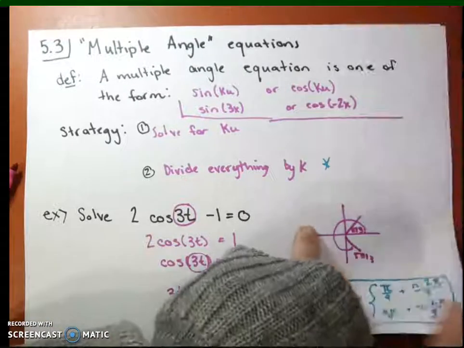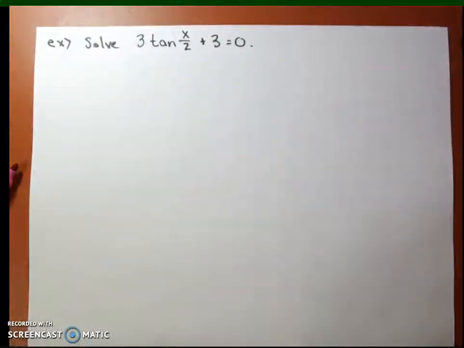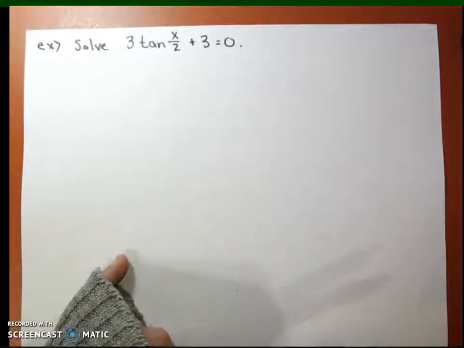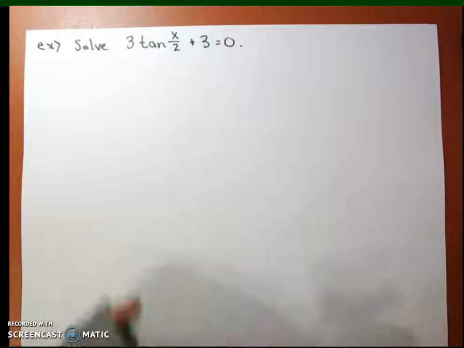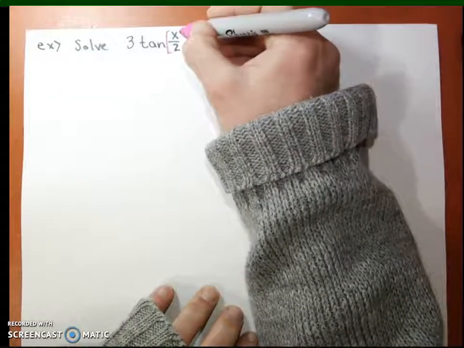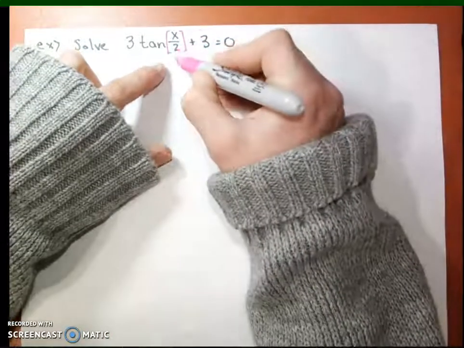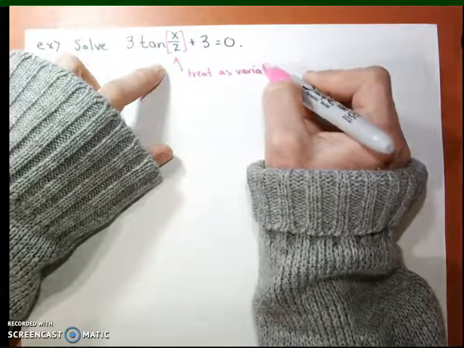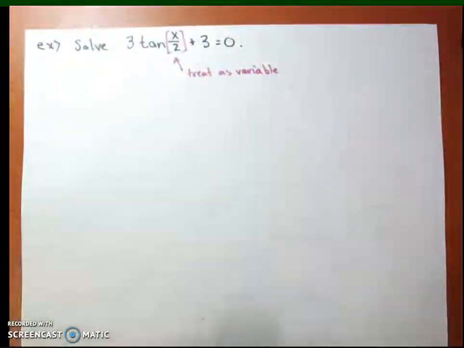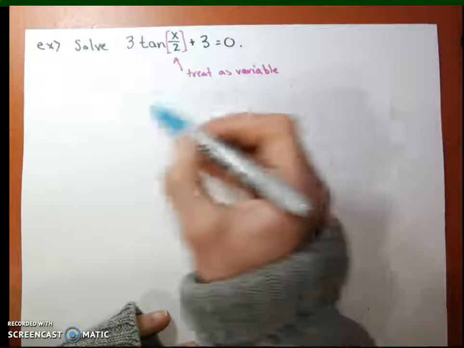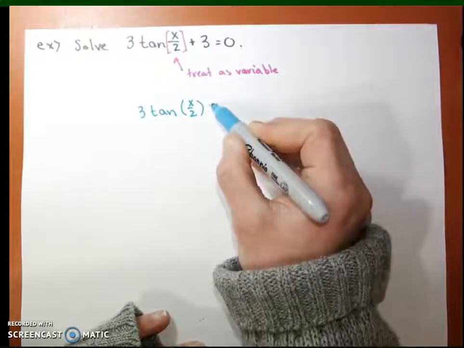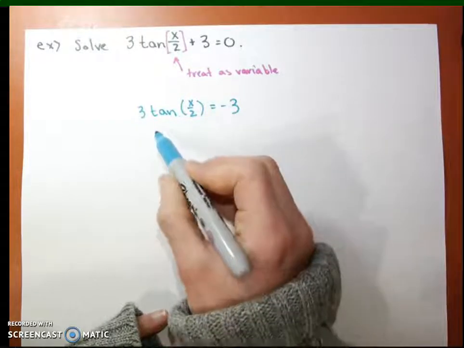Let's do one more example. In this example, I want to solve 3 tan of x over 2 plus 3 equals 0. So my strategy is to first solve for this piece, solve for x over 2. So treat this as the variable and solve for it. So I want to know what angle satisfies this equation. So first step, same as before, we'll bring the 3 over. And then divide through by 3.